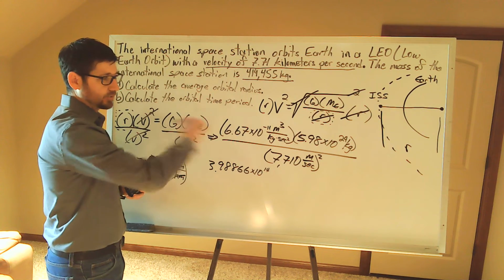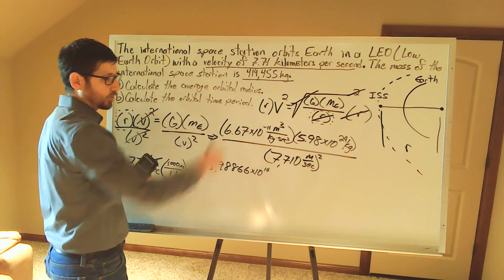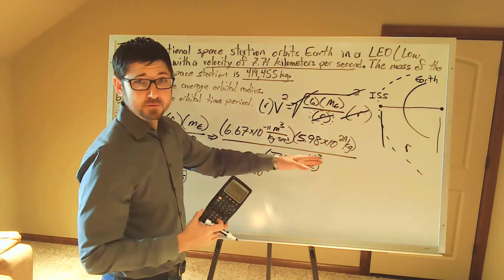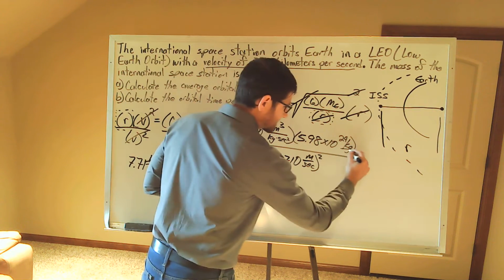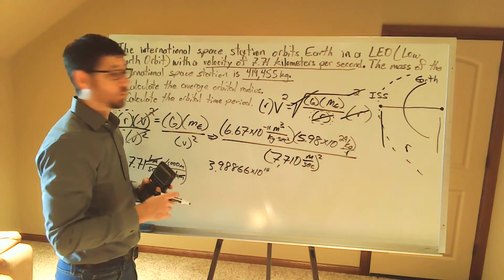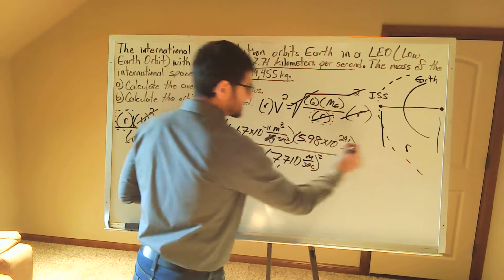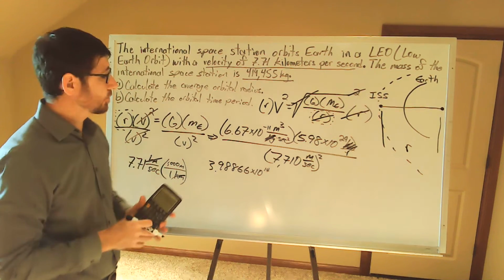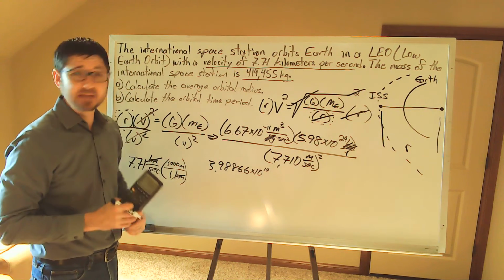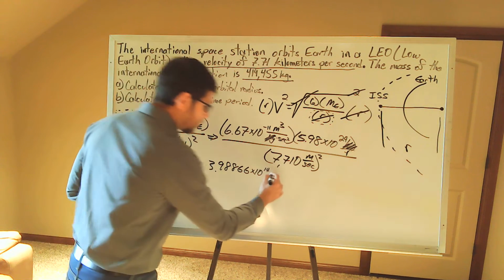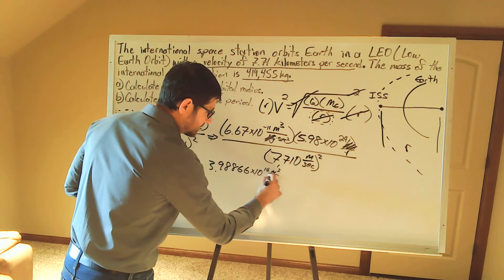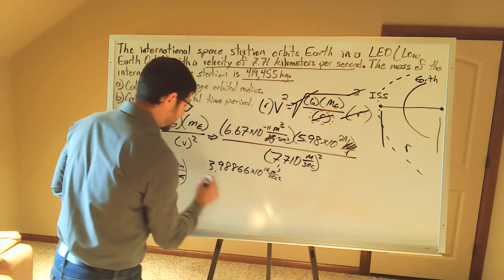And let's take a look at our units now. I have meters cubed per kilogram second squared multiplied by kilogram. And this is the same thing as saying kilograms over 1. So what we're going to do is cancel our units of kilograms, leaving us with meters cubed per second squared. So meters cubed per second squared.